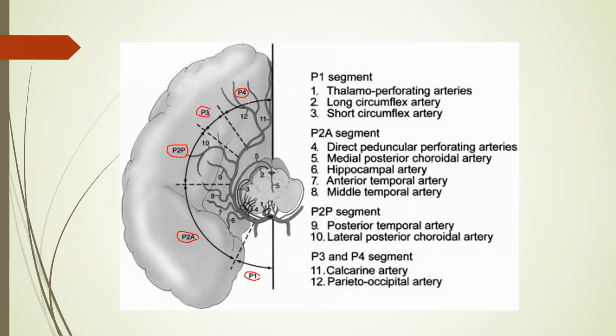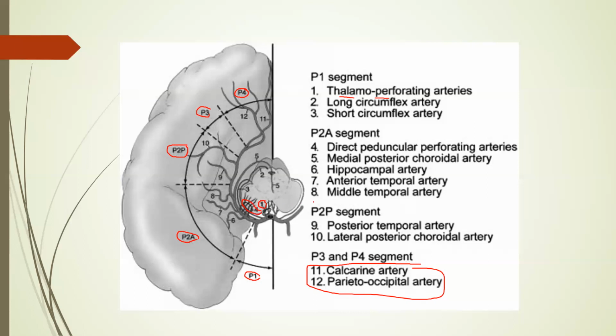Now P3 and P4 segments are basically the occipital supply, which is the calcarine artery and the parieto-occipital artery. So that is straightforward. Now the P1 segment is predominantly the thalamo-perforating arteries. You can see here the number 1. This is the branch which goes to the thalamo-perforating artery, one of the important perforating arteries of the posterior cerebral artery. In P2A, you have the perforating arteries to the peduncle of the midbrain.